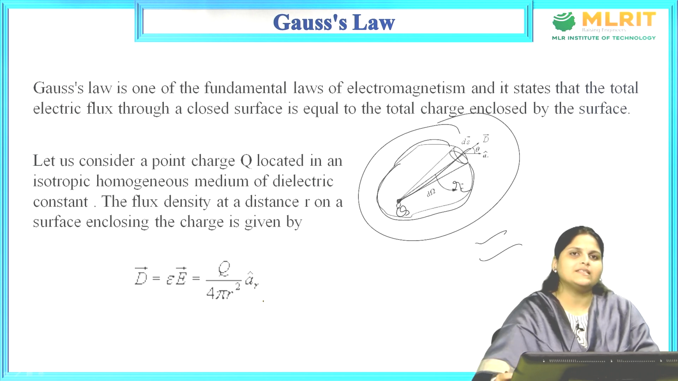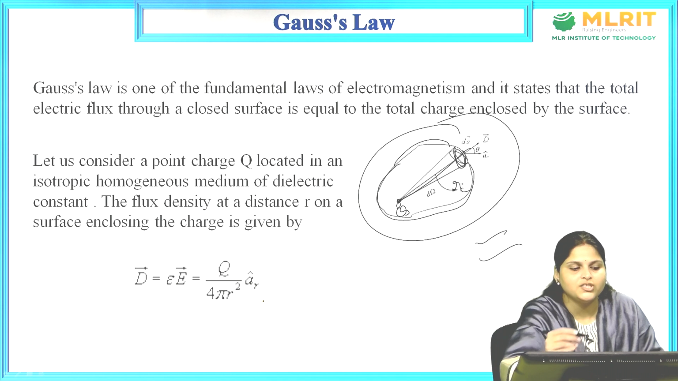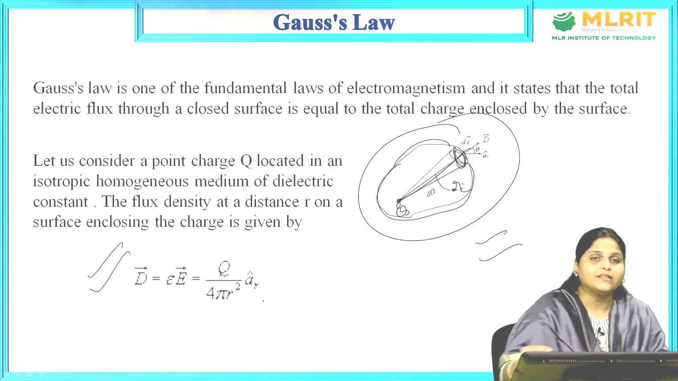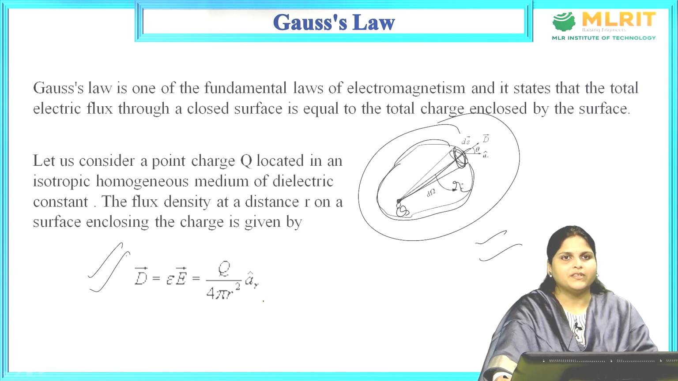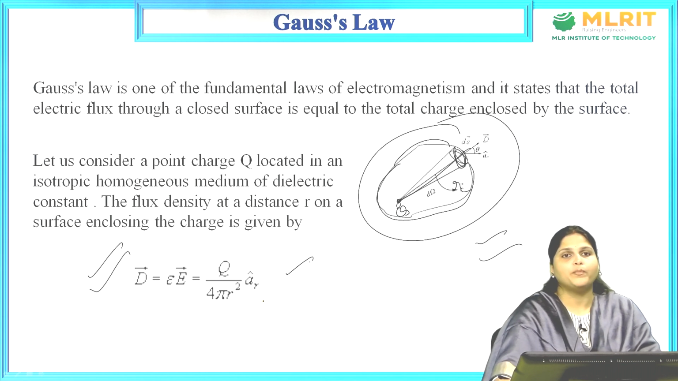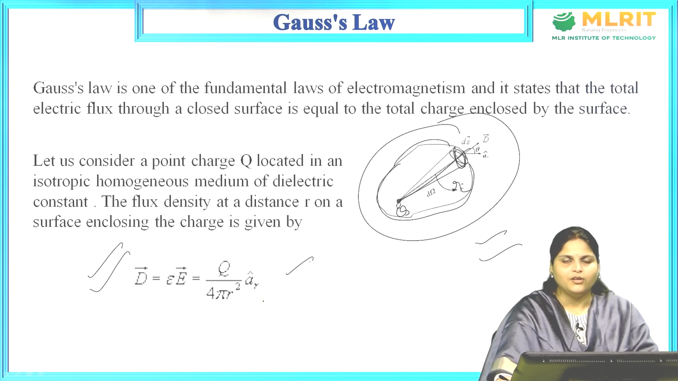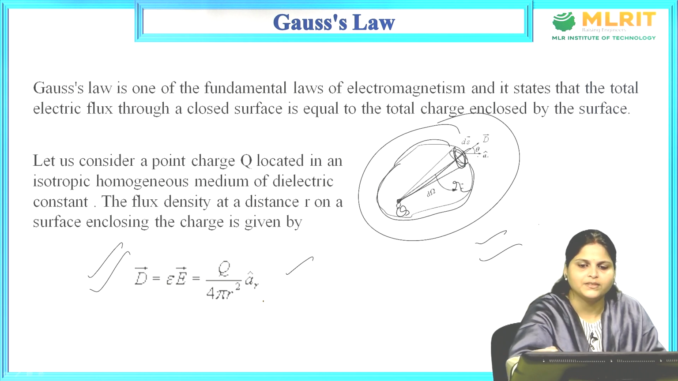The flux density at a distance r on a surface which is enclosing the charge is given by vector D equals epsilon times vector E, where E is the electric field intensity, and the formula for that is Q upon 4 pi r square a_r, where a_r is the unit vector. Here you can see that.